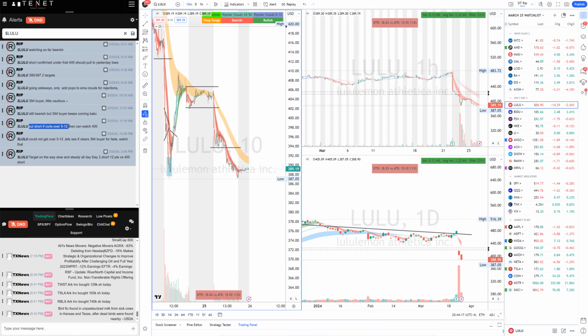And I said if it curls over 512, then we will cut it. But it never curled over 512, right? And if it clears 394, it's going to fade more. And that's what it did, right? It cleared 394 and then it met our target 387. So all targets met on LULU. Just, you had to manage it effectively, right?